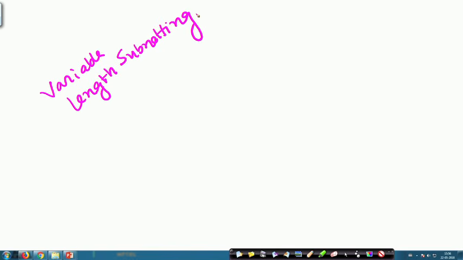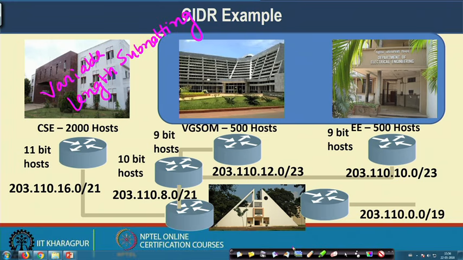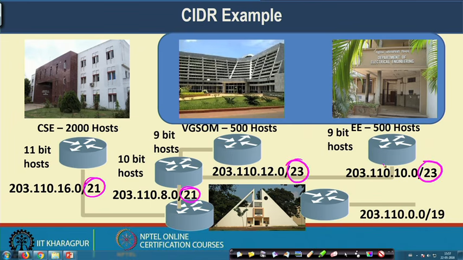In the earlier example, if you look into this particular example, here actually we are using fixed length subnetting. Whenever we are breaking this entire thing into two subnets, for both subnets we are using /21 as the net mask. Similarly, in the second level, when we are dividing it into VGSUM and E, we are again using /23 for both cases, the equal length or fixed length subnet mask.